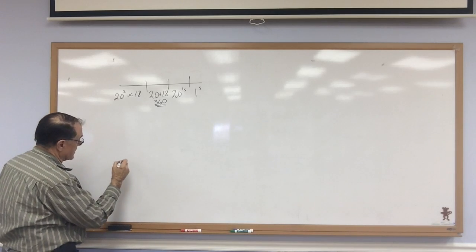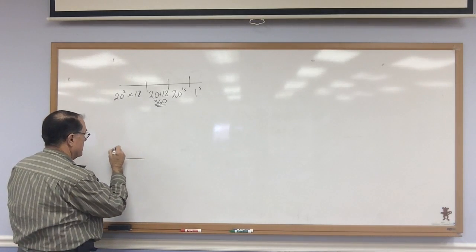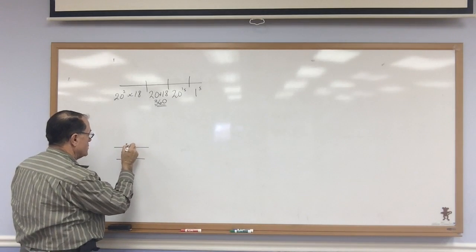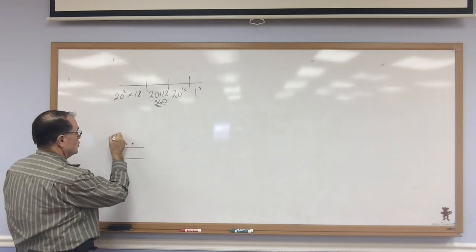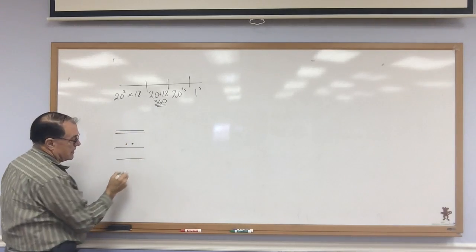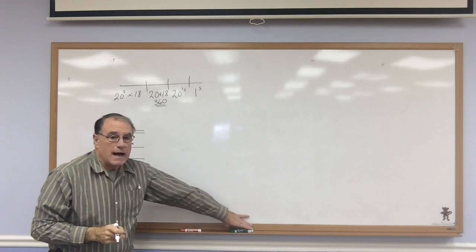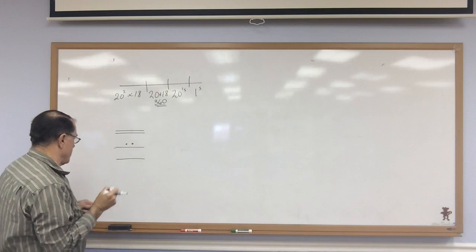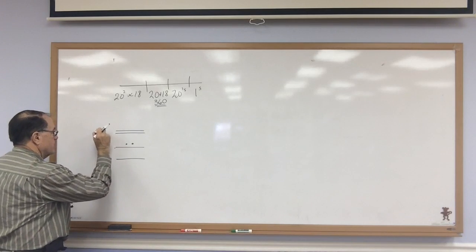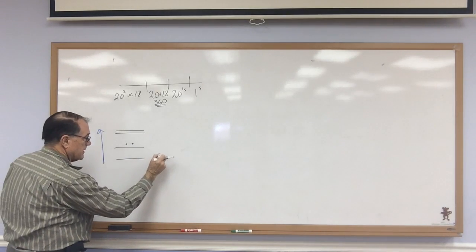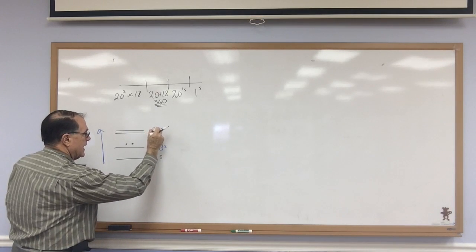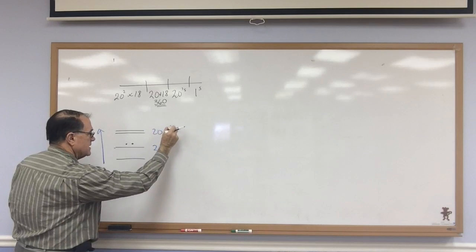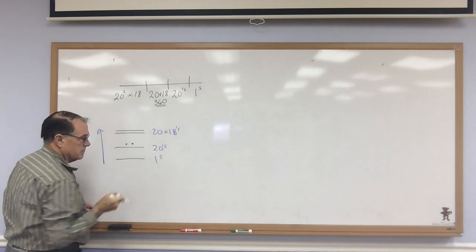So let's take this as an example. Let's have a bar. Let's have a bar and two dots, and let's have two bars. Now you want to remember the Mayan system is read upward. It's read upward. So this is the ones place, the 20s place, and the 20 times 18s place.